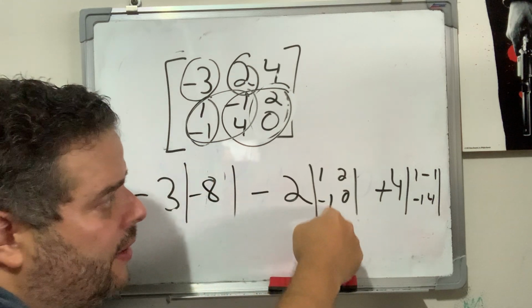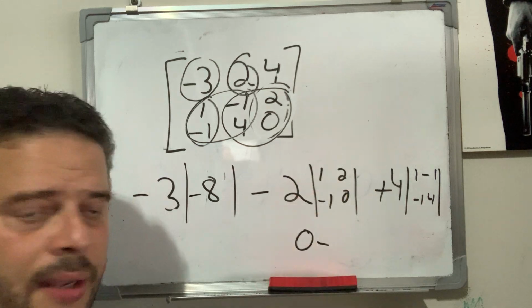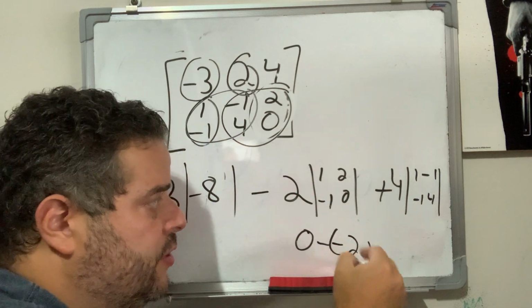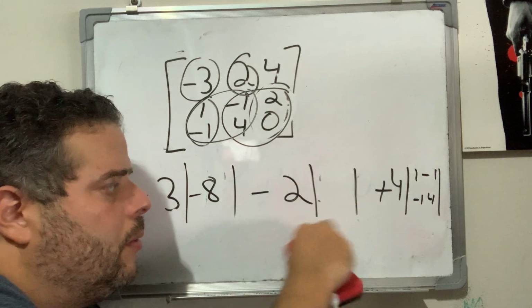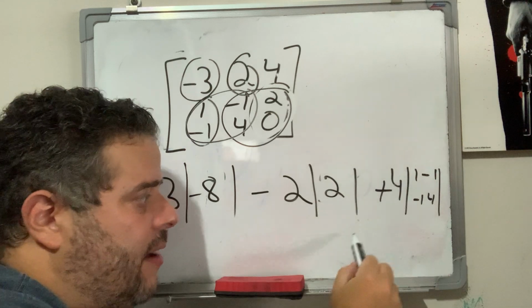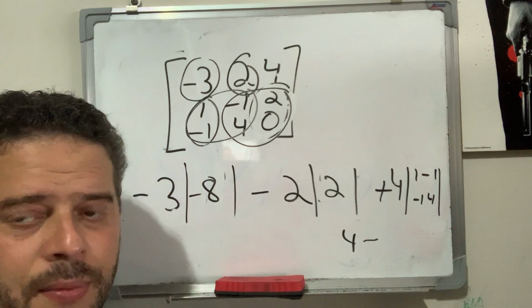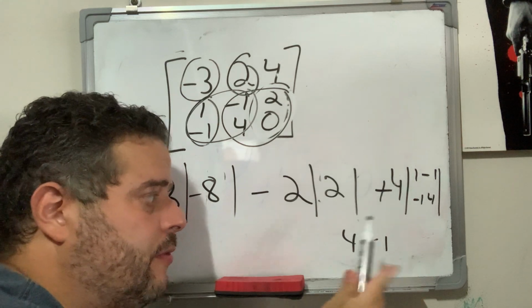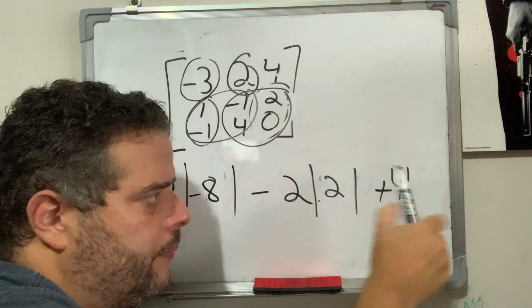Here I have 1 times 0 is 0, minus -1 times 2, which is -2. This turns positive. So the determinant in here would be +2. And here I have 1 times 4, which is 4, minus -1 times -1, which is +1. 4 minus 1 is 3.